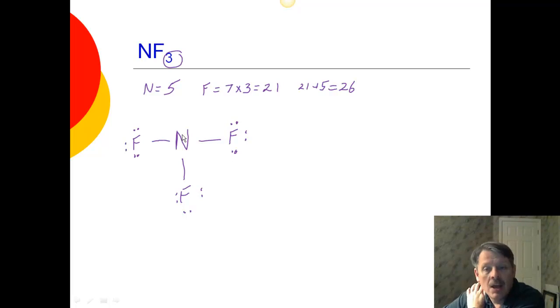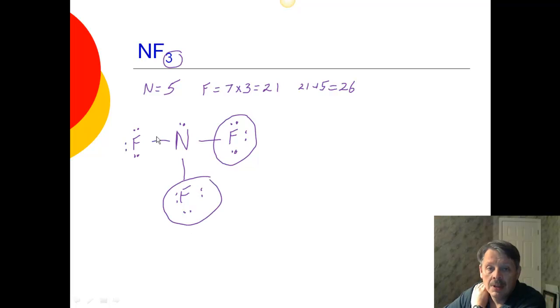So now I have to put the extra ones, according to rule number 4, on the central atom. So now I put in 26 electrons. Okay, and I have to redistribute the electrons to make the octet rule work. Well, I've got 8 electrons on this fluorine, 8 electrons on this fluorine, 8 electrons on this fluorine, and I have 8 electrons on nitrogen. Everybody is happy. I am done. Right? I don't have to do any more.